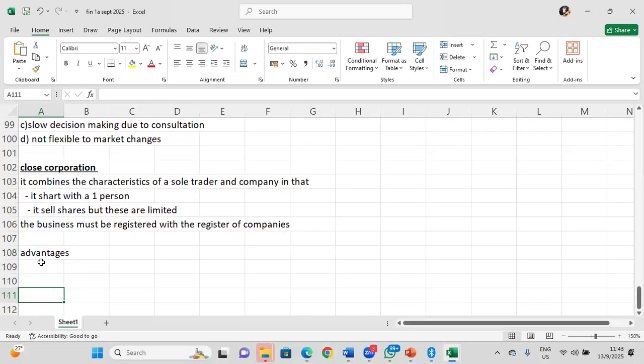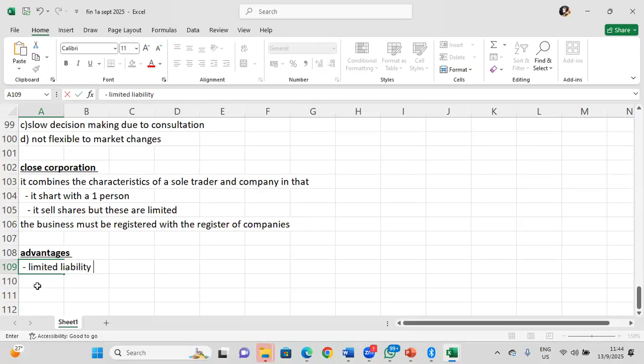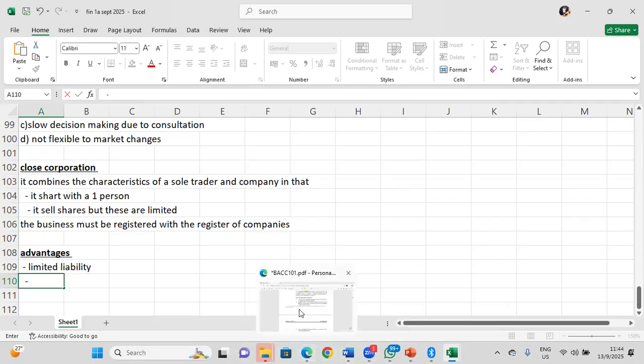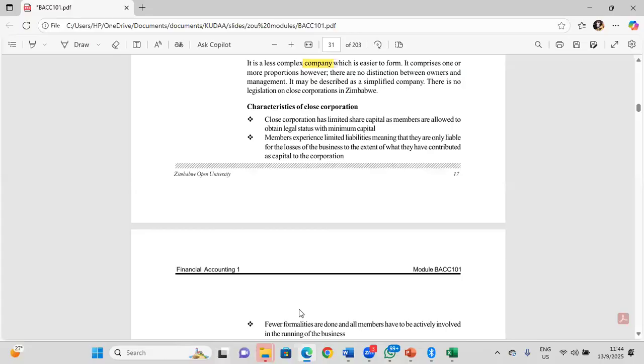The advantages of this type of business are that you enjoy the characteristic of a company of limited liability. If the business has been registered as a closed corporation, you only lose what you have put in the company. They can't attach your personal property. In the event of death, you cannot lose your personal property. You can only lose what you have invested in that company.